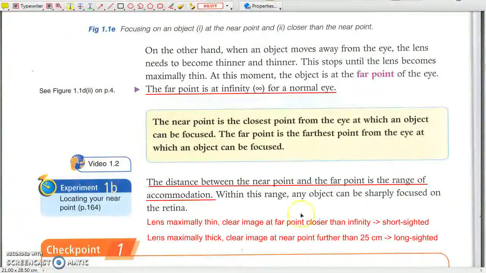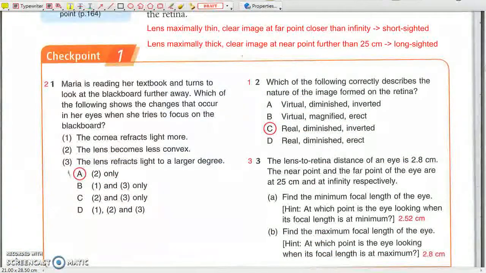On the other hand, when an eye lens is maximally thick, the distance of the object that produces a clear image is at the near point of the eye. For the healthy eye, the near point is about 25 cm from the eye. For a long-sighted eye, the near point is further than 25 cm. Do checkpoint 1 below.